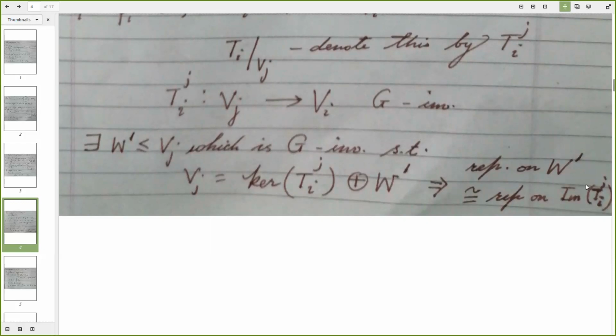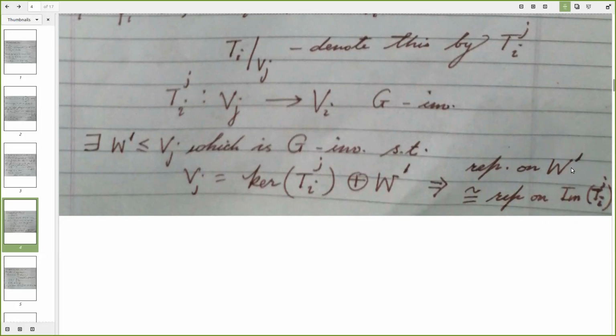Now let's observe that suppose the kernel is not the whole Vj, therefore W prime will not be trivial, and hence the image is also not trivial. So thus we have two non-trivial representations now, and they are isomorphic.